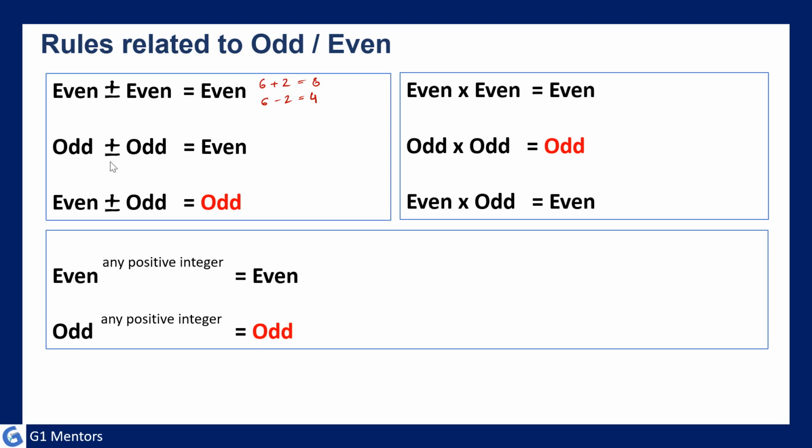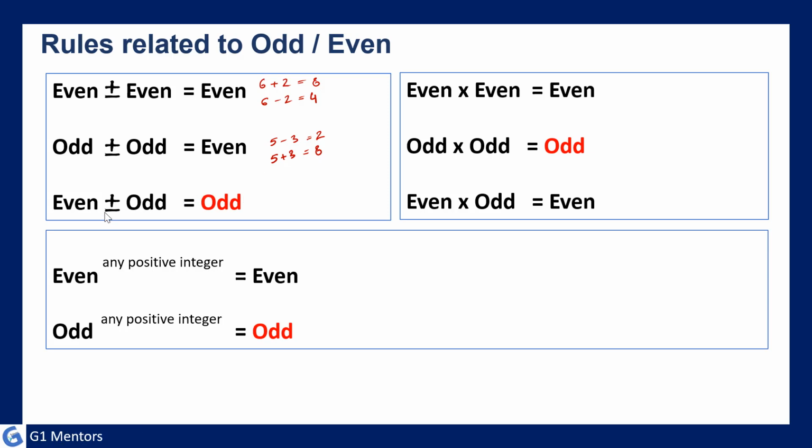If we add or subtract an odd number from an odd number, then also we are going to get an even number. So for example, 5 minus 3, two odd numbers, we are going to get an even number. If we add 5 plus 3, then also we get an even number.